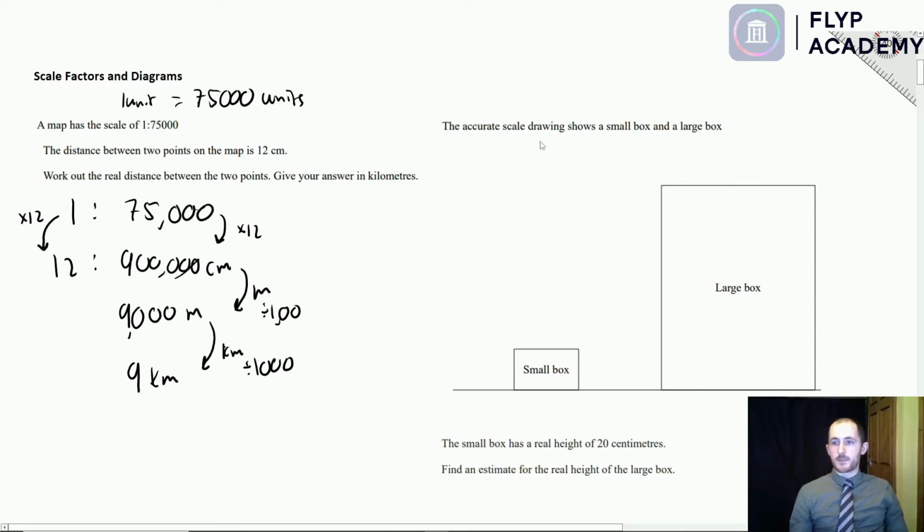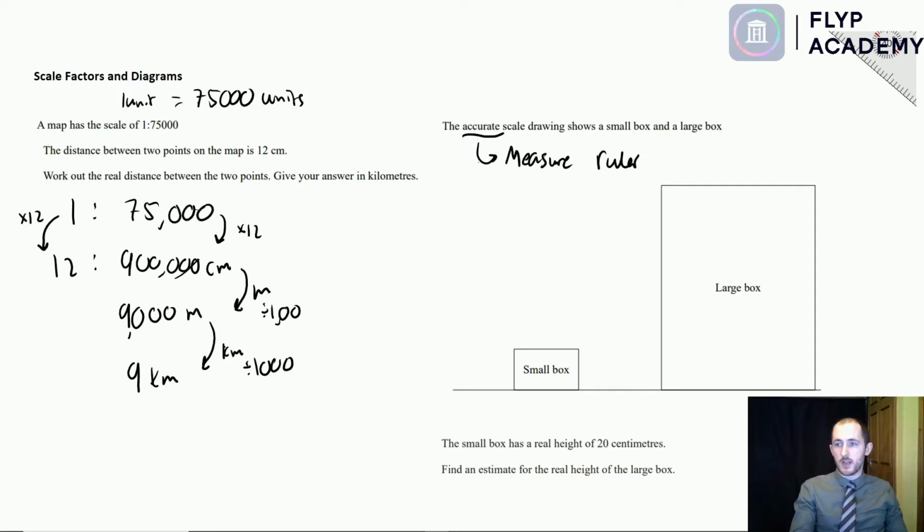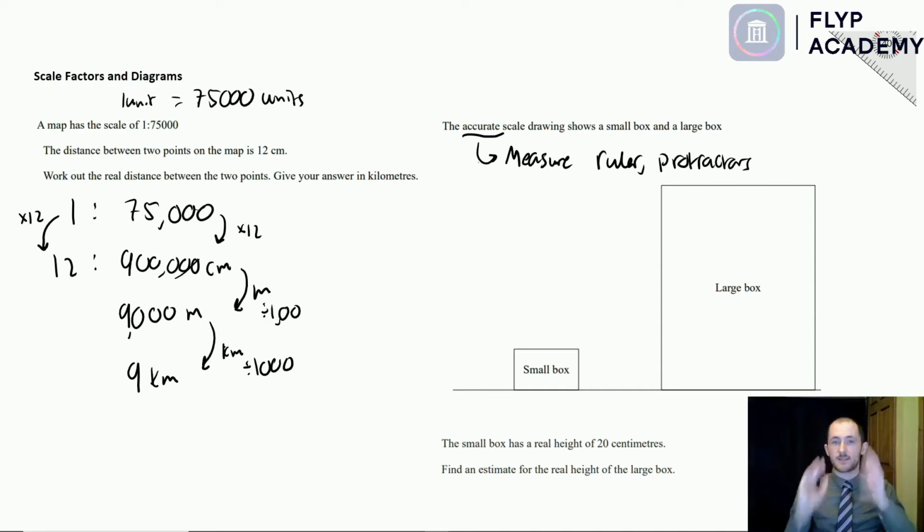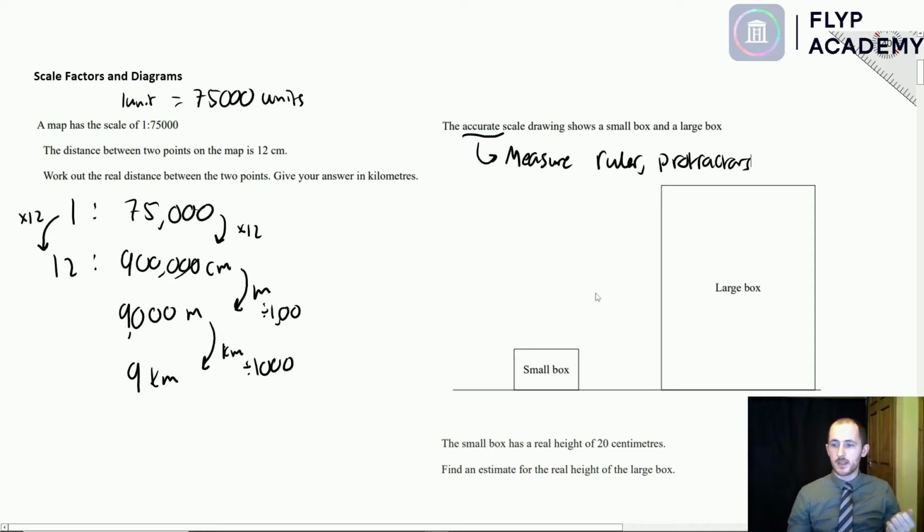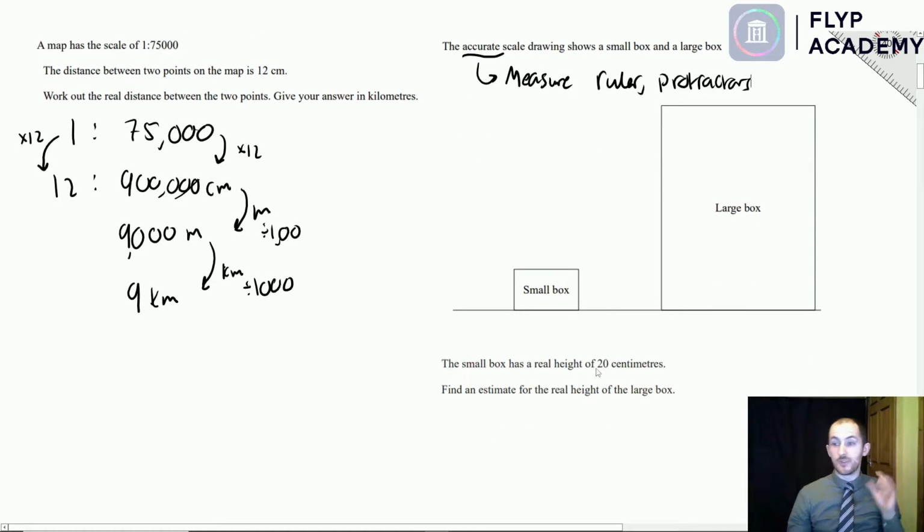Nice and easy. The other type of scale diagram they can give you is an accurate scale drawing showing a small box and large box. Now, accurate means that you can measure and it would be correct, using either a ruler, and it also works for angles as well, so protractors. So the angles and the sides are all the actual length and size that they appear to be on the diagram. So it tells me that the small box has a real height of 20 centimetres. So we need to find an estimate for the real height of the large box.